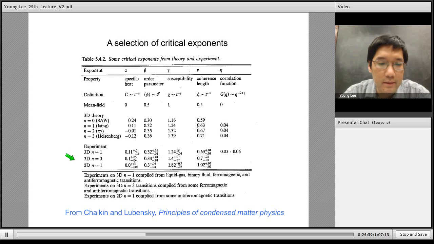And they claim that some of the betas in the experiments are, again, close to 0.3. And I'm actually kind of confused about where they get that from. They claim on the bottom here experiments in 2D n equals 1 compiled from some antiferromagnetic transitions. This clearly does not follow what's expected for the 2D Ising model. I said that should be 1/8, which is closer to 0.125. So there are actually better experiments. They probably looked at the wrong papers, perhaps, that give you exponents that are closer to what we expect.